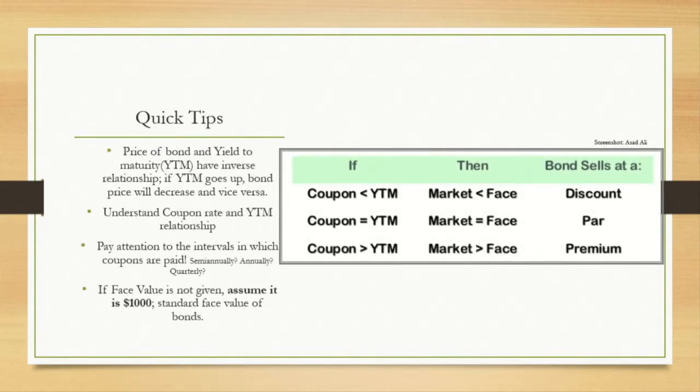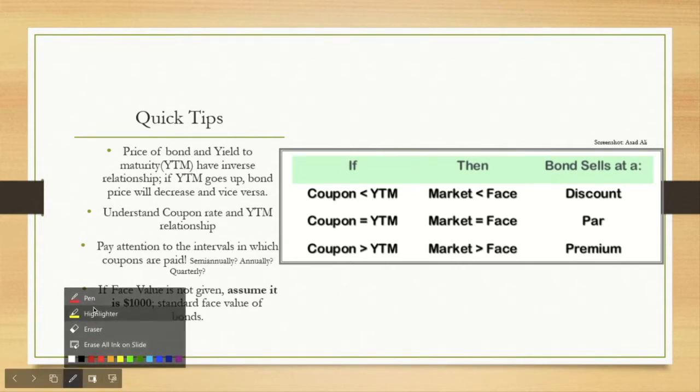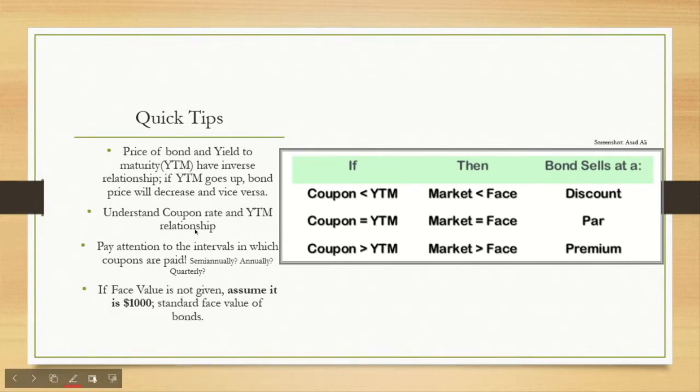My favorite part. So moving on to some quick tips. As you can see, we have this table here, but I'm going to explain what all of this is about shortly. But the first thing to know when you're covering this topic is that the price of the bond and yield to maturity have an inverse relationship. That's important. I would absolutely underline that.